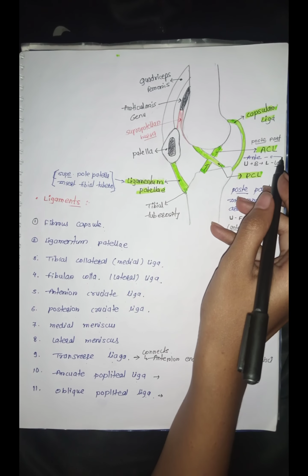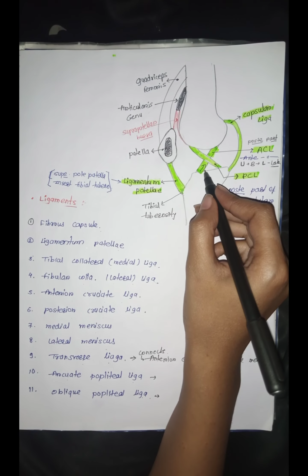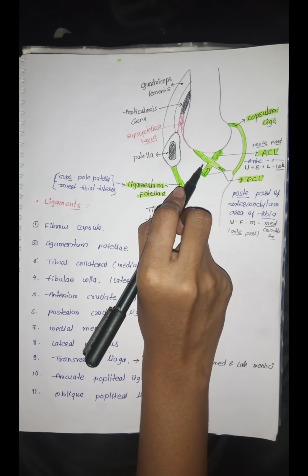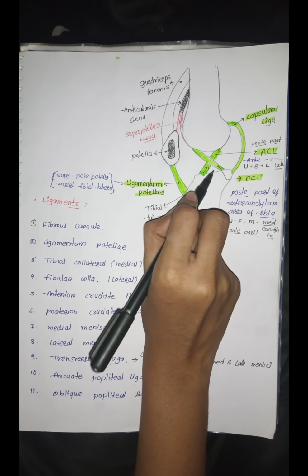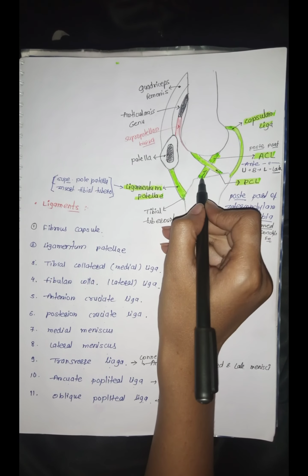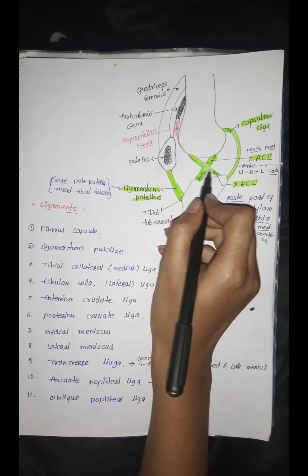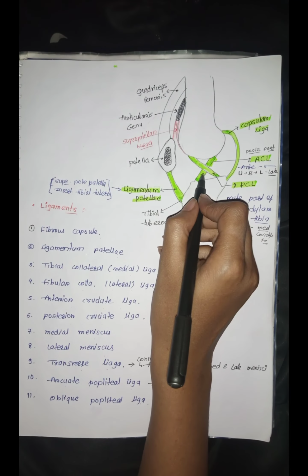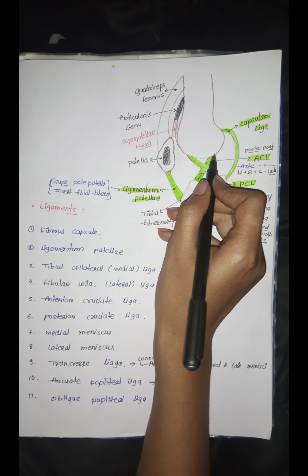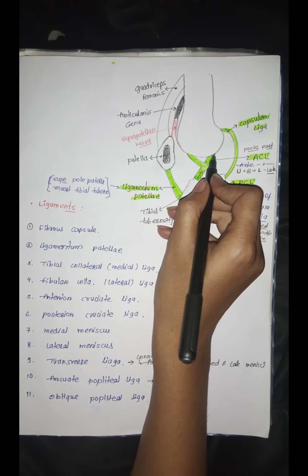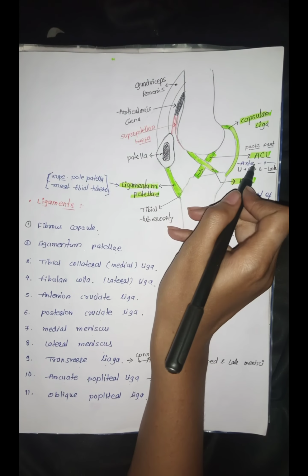Anterior cruciate ligament. It is attached to the anterior part of intercondylar area of tibia. It runs upward, backward, behind the posterior cruciate ligament, and laterally to the posterior part of the lateral condyle of femur. That is the anterior cruciate ligament.